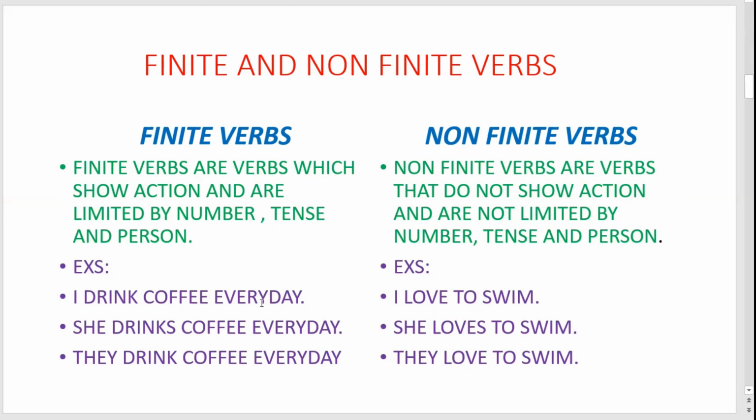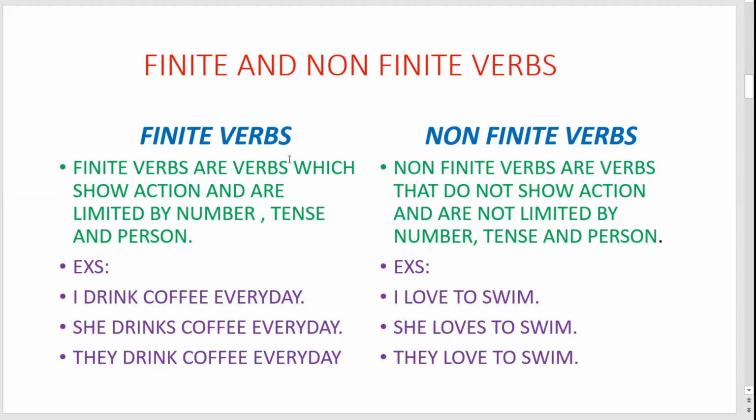I drink coffee every day. She drinks coffee every day. They drink coffee every day. In these three sentences, you can see that the subject is varying. I is first person, she and they are third persons. With the change in the person, you can see that the verb drink has changed from drink to drinks, and again drinks to drink. I have just given the example of person here. I will next show you with the change in number and tense how the verbs change. These kinds of verbs are called finite verbs.